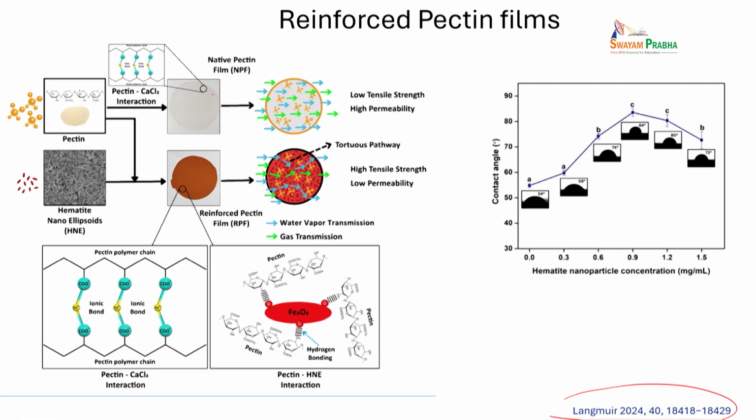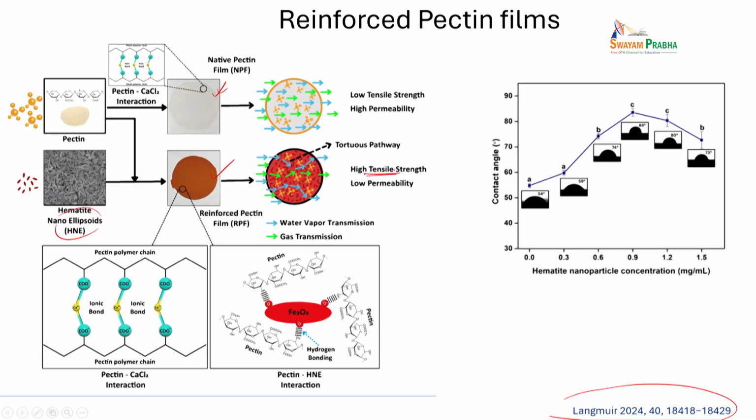You can see this is the native film, which is transparent, and then if you load it with these nano ellipsoids, you can see the rusty color, because hematite basically has a rusty color. And then, compared to the native pectin, which is cross-linked with calcium, here we have put these hematite nanoparticles to integrate nicely with the polymer. With that, we could increase the tensile strength of the native pectin, and we can also decrease the water permeability that is required for packaging application.